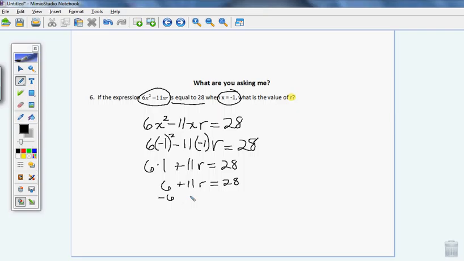I want to subtract 6 from both sides. And I have 11r equal to 22. And then when I divide both sides by 11, I'm actually able to find that r is equal to 2.